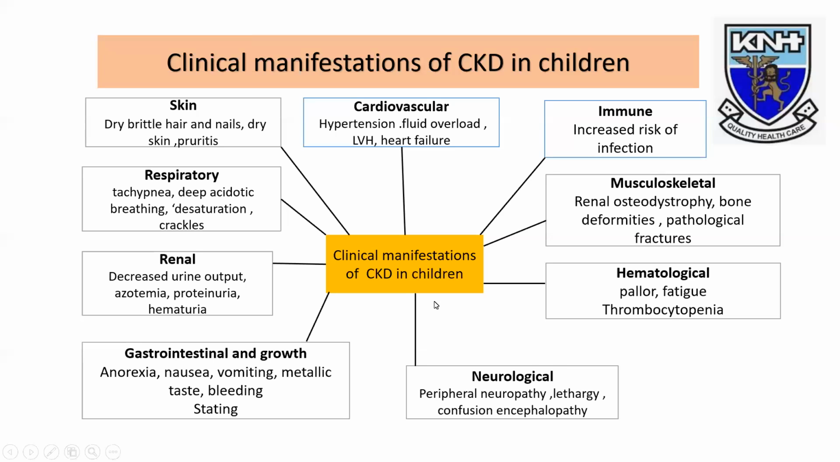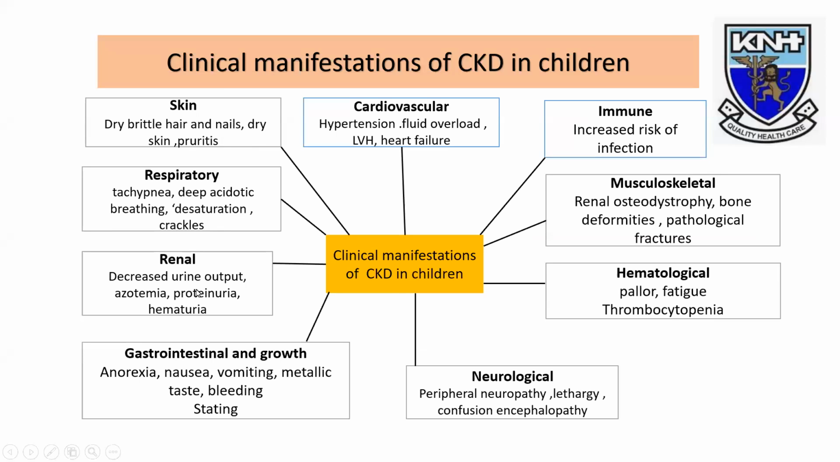For the skin, you can find dry brittle hair and nails, and dry skin. Some children come with pruritus, which is usually a complication associated with urea. In the respiratory system, the child may present with tachypnea, deep acidotic breathing, desaturation, and crackles when the child has fluid overload. This usually presents at end stage renal disease.